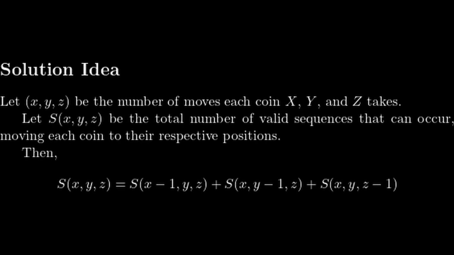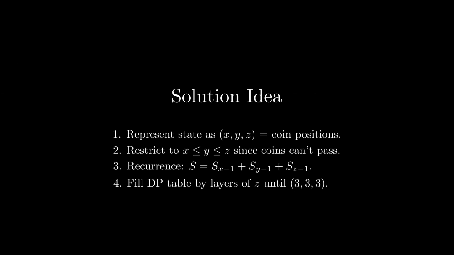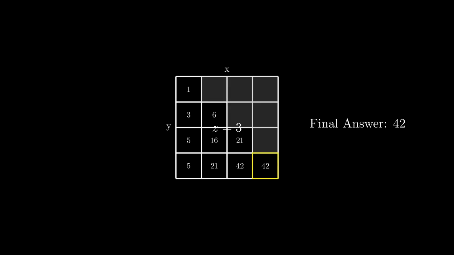Once you start filling out these tables, you realize that S of x, y, z equals S of x minus 1, y, z plus S of x, y minus 1, z plus S of x, y, z minus 1. So this works because the last move must be x, y, or z. So we just sum the possibilities from each one. Invalid terms count as 0 and add a total of 0 possibilities to the total.